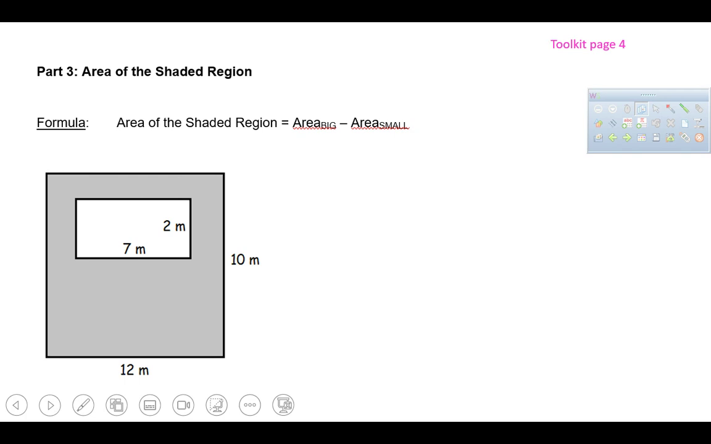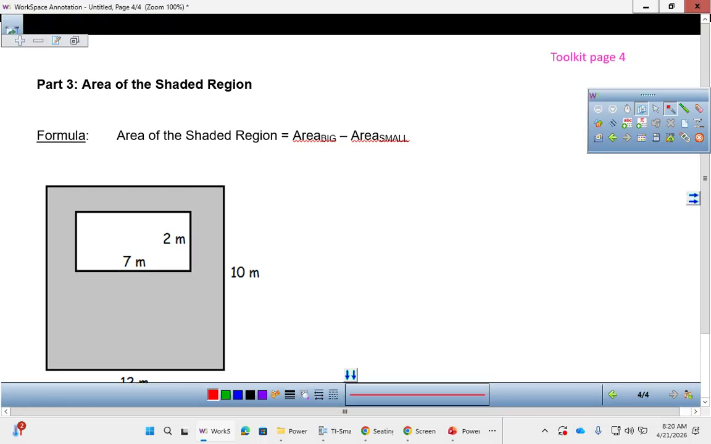So I want to get rid of the middle. So to find the area of the shaded region, the formula is area of the big shape minus area of the small shape. It's always that formula. Area of the big shape minus area of the small shape. Now, both of those shapes are rectangles. Does anybody know how to find the area of a rectangle? Base times height, length times width, right? So area of a rectangle is length times width.